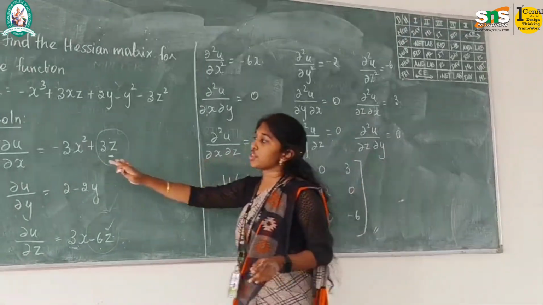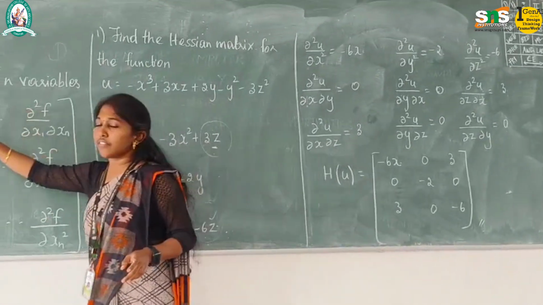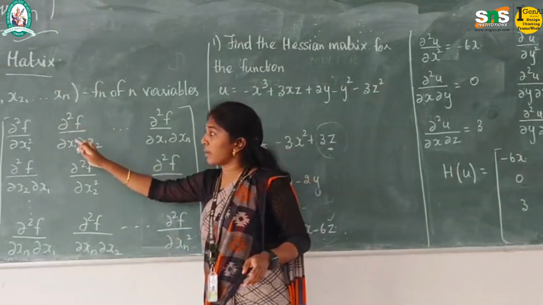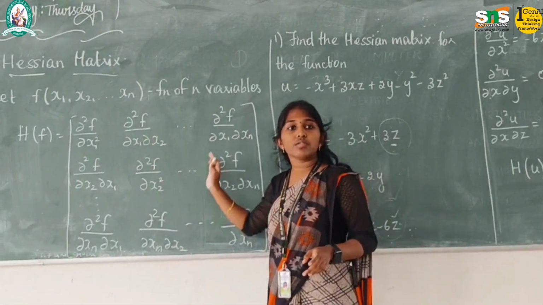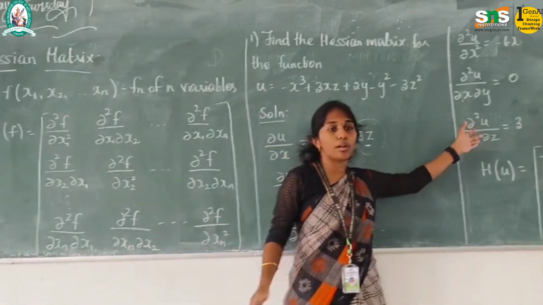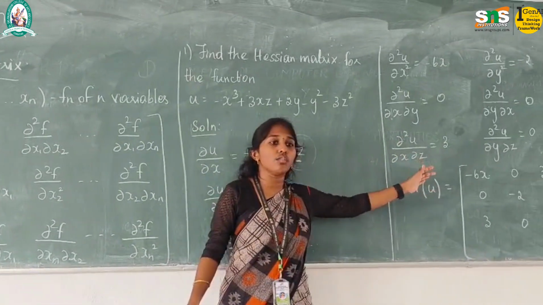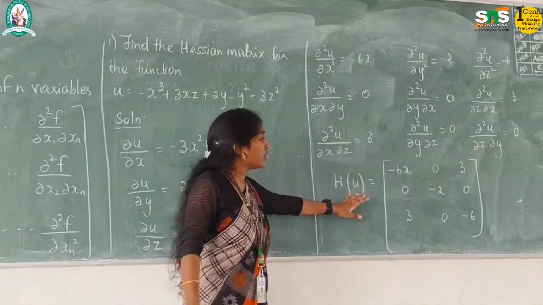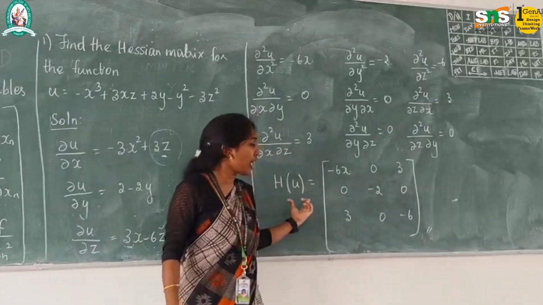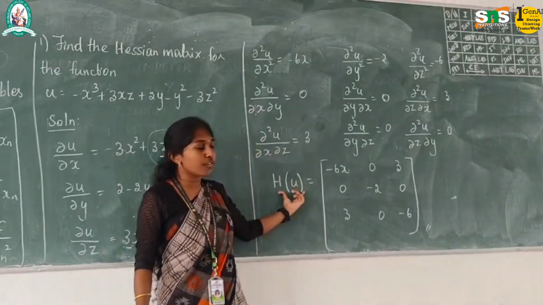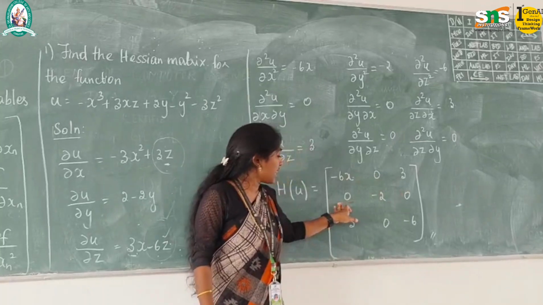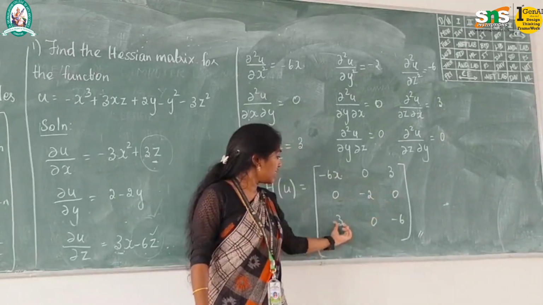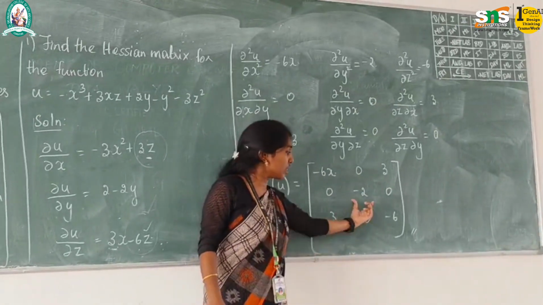This is the definition for the Hessian matrix. Here we found all the values, such as dou square u by dou x square, dou square u by dou x into dou y, and all the other values for the Hessian matrix. Now we substitute all these values in the formula. While substituting, I get the Hessian matrix for the function, H of u. The first row is minus 6, 0, 3. The second row is 0, minus 2, 0. And the third row is 3, 0 and minus 6.